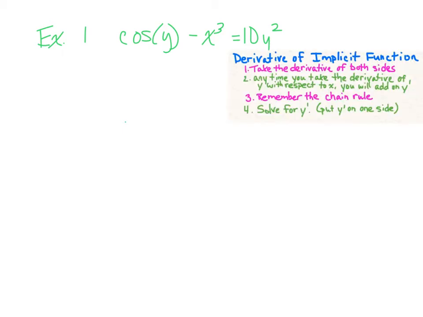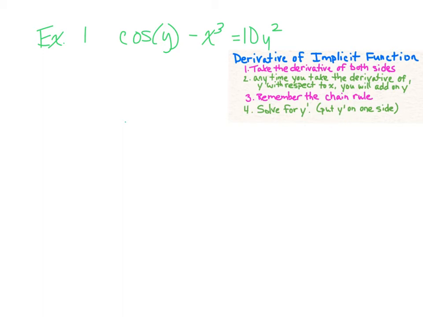First, you're going to take the derivative of both sides. The trick is anytime you want to take the derivative of y with respect to x, you're going to have a y prime there. Remember, the chain rule is always very important. And in the end, our goal is to solve for y prime. So let's make sure y prime is just on one side of the equation.